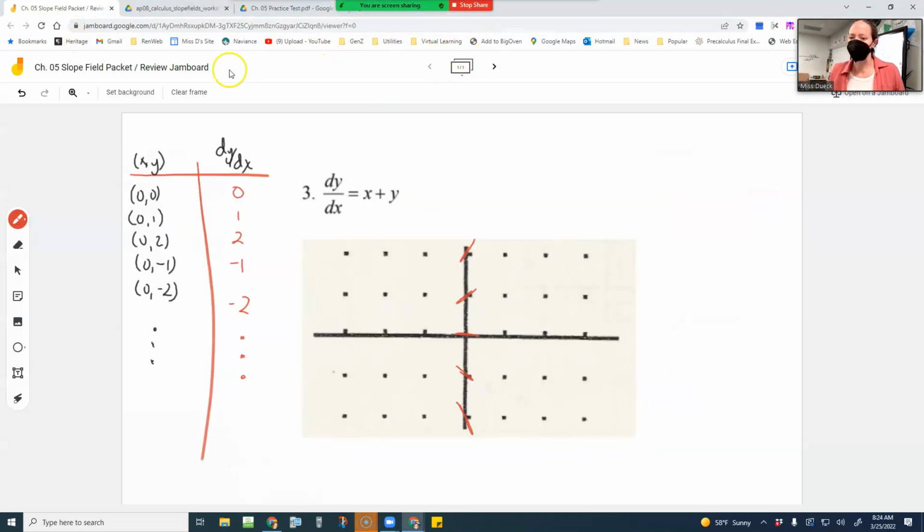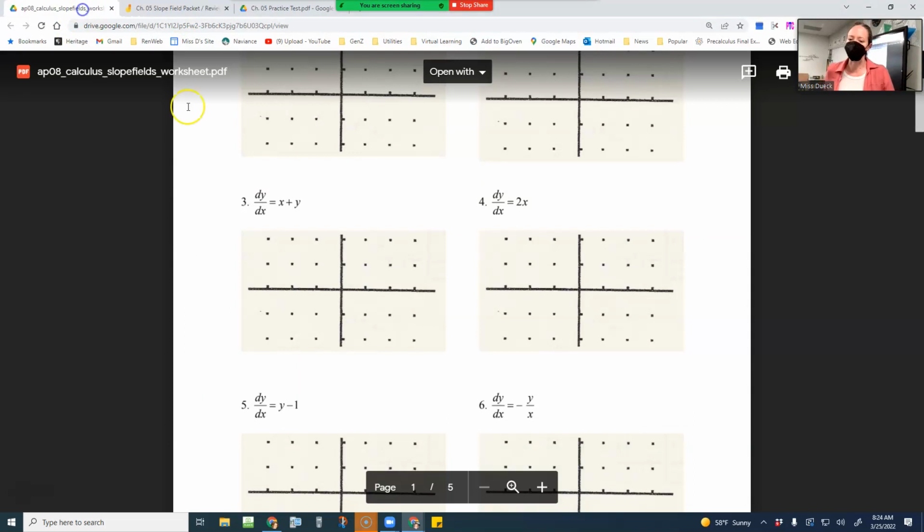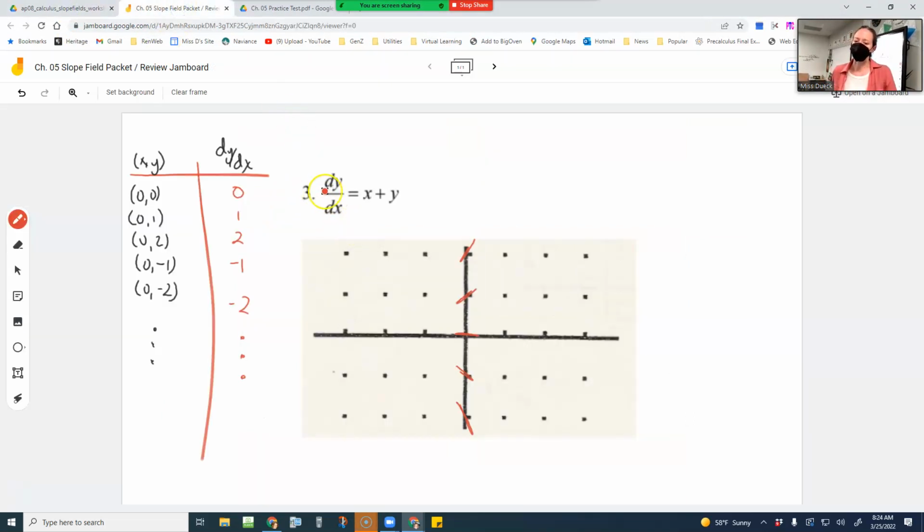The questions they were asking on the slope field started off with number 3, which had to do just with the x plus y thing. Andy's question was, how do you solve that with separation of variables? And I was showing if you multiply dx on both sides.